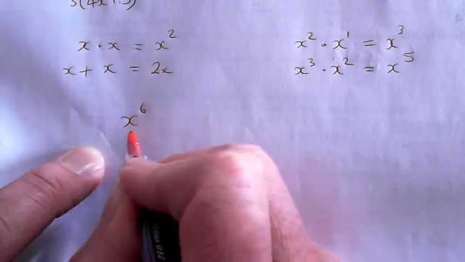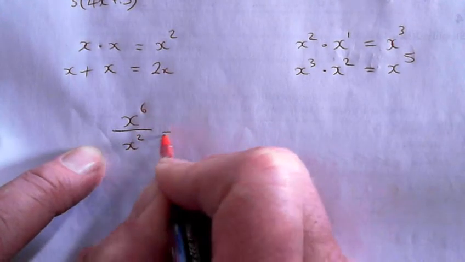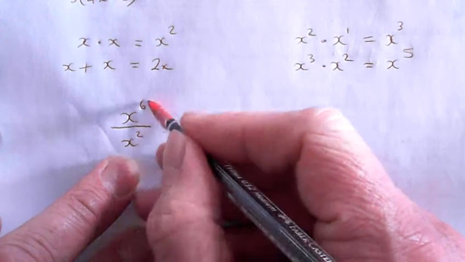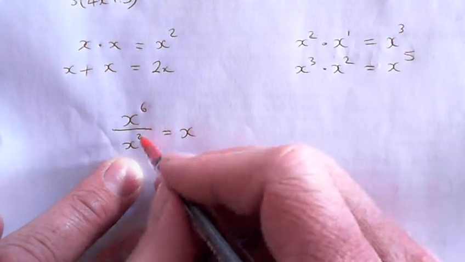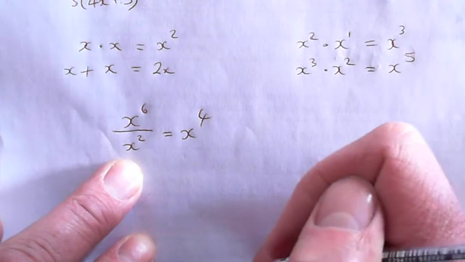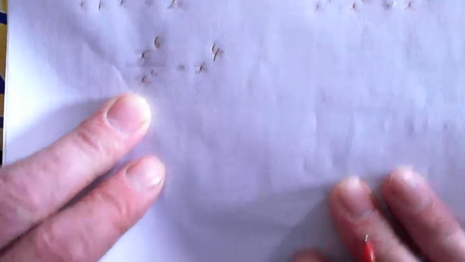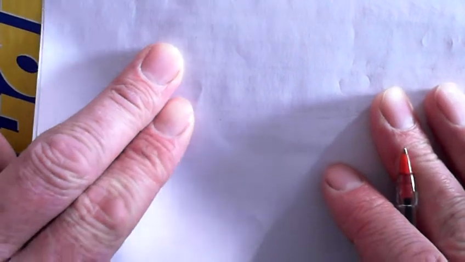Okay, what's x to the 6 over x squared? x to the 4. Subtract the powers. Okay? Right. Other examples.